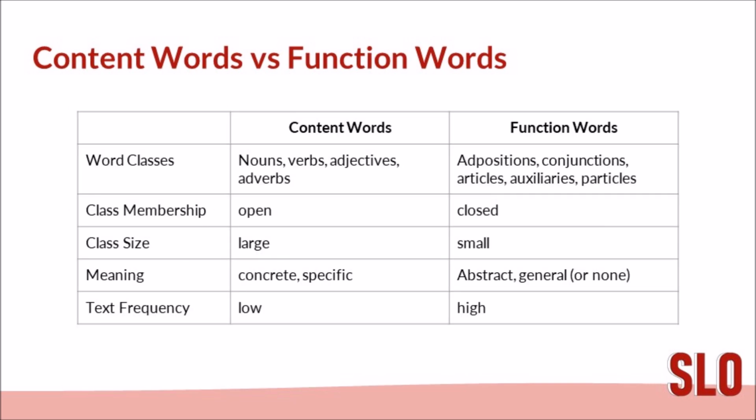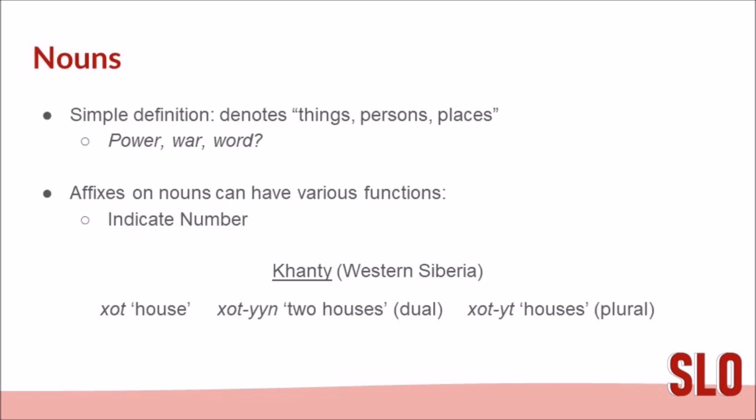This table compares content words and function words. We see that generally, nouns, verbs, adjectives, and adverbs will fall under content words, while everything else will most likely be a function word. We see that the class membership for content words is also open, which means that it's easy for there to be new content words being used and added into the language. There are also generally more content words, which means that the class size is large. Furthermore, we mentioned earlier that content words have a more concrete and specific meaning, and when used in a text, content words don't generally repeat themselves in a sentence, which is why we see that the text frequency is lower compared to function words.